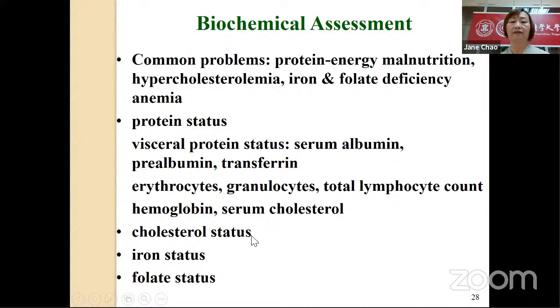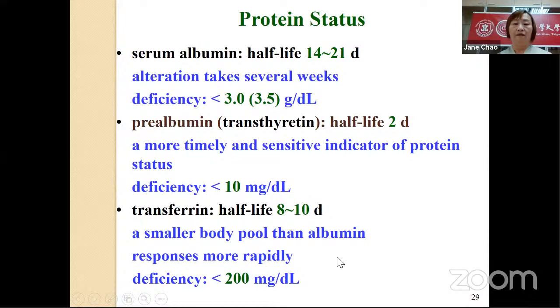Iron status will identify whether you have iron deficiency anemia. Folate status will identify whether you have folate deficiency anemia. So according to these four problems, protein energy malnutrition, hypercholesterolemia, iron deficiency anemia, or folate deficiency anemia, we can measure different biochemical parameters. First, I will introduce the protein status.